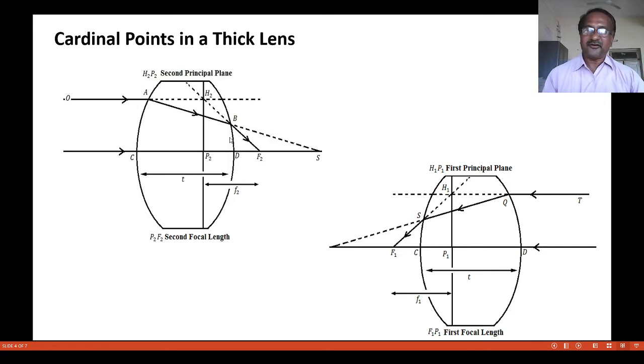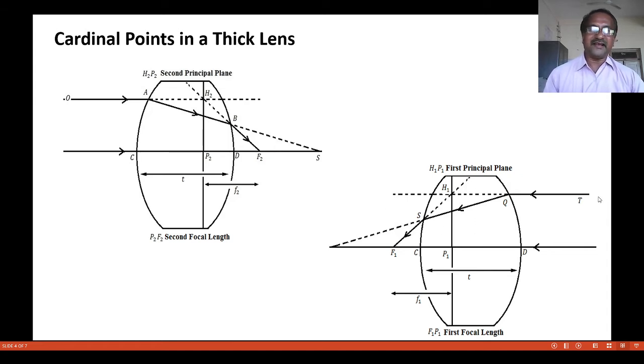Similarly, when the light ray is incident parallel to the principal axis here, the emergent ray will definitely pass through the focal point. Hence, this F2 is called the second focal point.